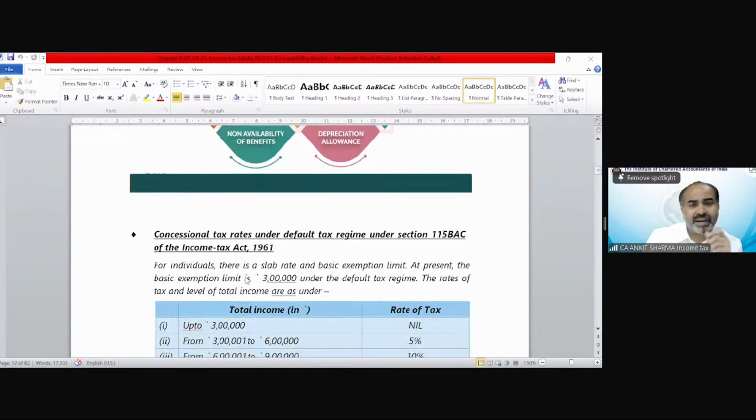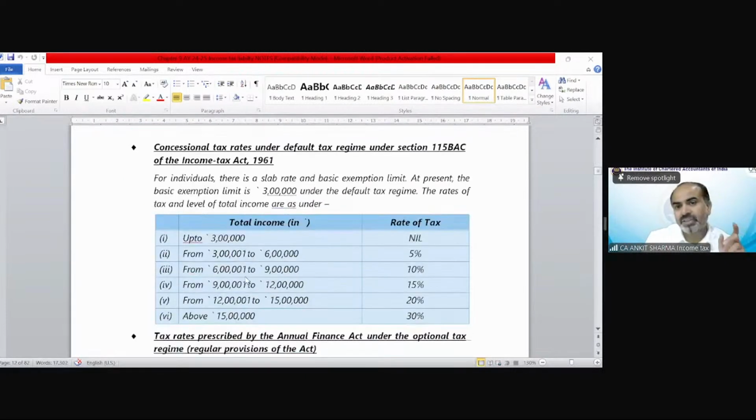The concessional rate of tax structure, we have already gone through, the slab rate in chapter number 1, that is basic concept. Up to 3 lakh rupees, it's nil. From 3 to 6 is 5%. 6 to 9 would be 10%, 9 to 12, 15%, 12 to 15, 20%, and above 15, it would be 30%.